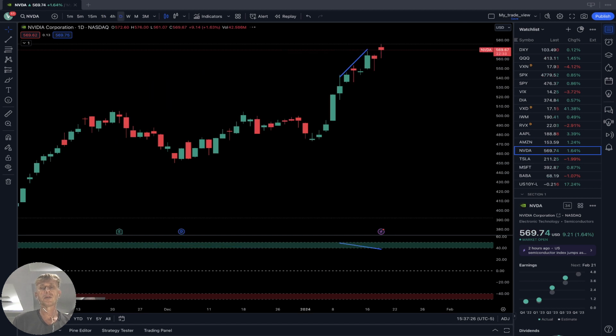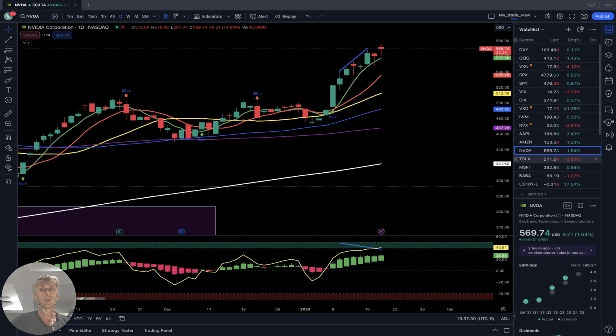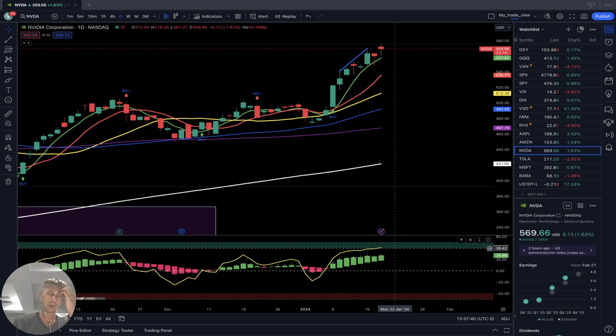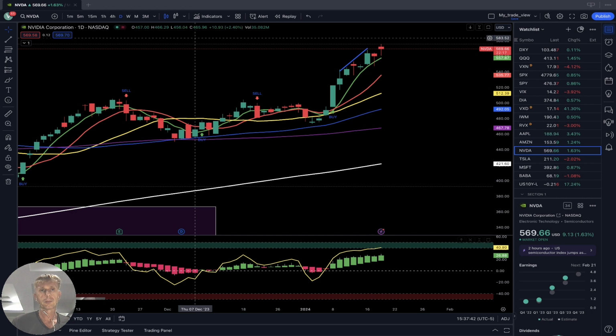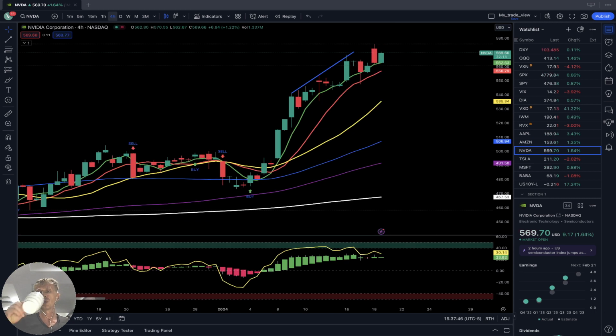NVIDIA very positive, very bullish equity, right? Plus 1.5%, still last bar above all moving averages, still bullish. Still bullish and RSI in the overbought territory, definitely wants to be rejected. 4 hours time frame, bullish trend.